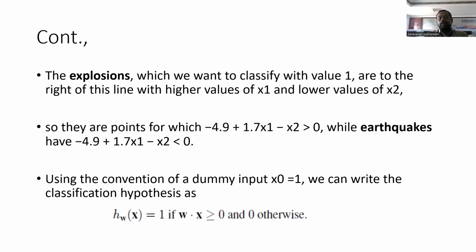The explorations, which we want to classify with value 1, are to the right of this line, with a higher value of X1 and a lower value of X2. They are the points for which minus 4.9 plus 1.7 X1 minus X2 is greater than 0, while earthquakes have minus 4.9 plus 1.7 X1 minus X2 less than 0. If the value is greater than 0, it is an exploration. If it is less than 0, it is an earthquake. So using the convention of the dummy input x0 equal to 1, we can write the classification hypothesis as h_w(x) equal to 1 if w·x is greater than or equal to 0, and 0 otherwise.